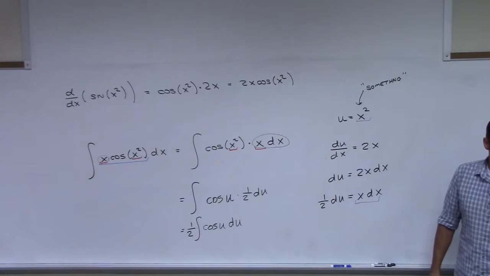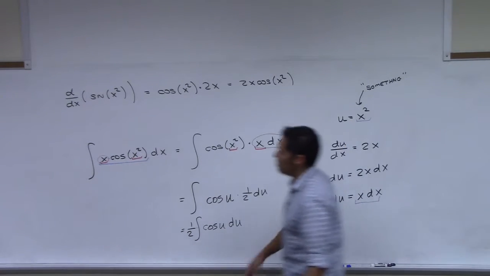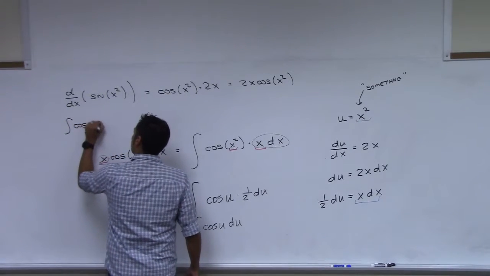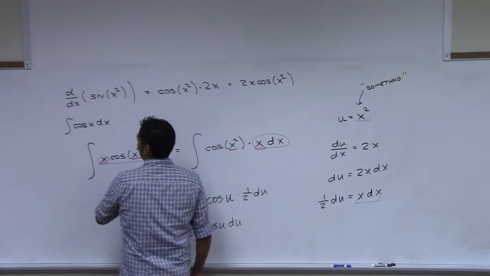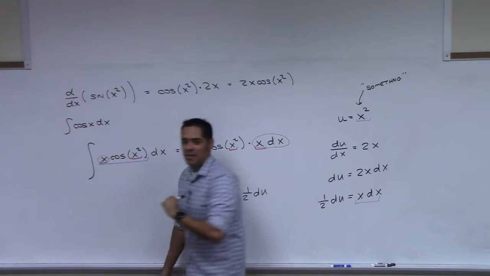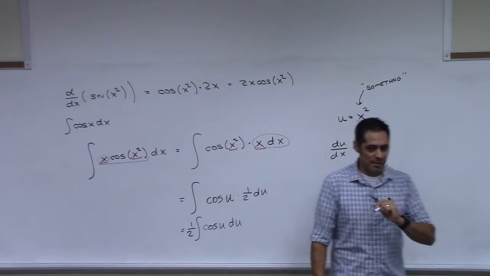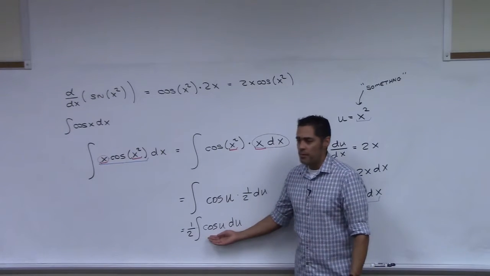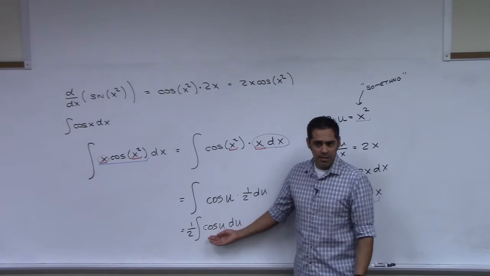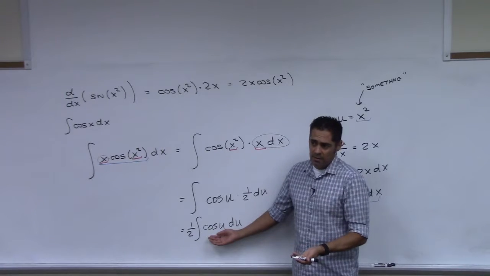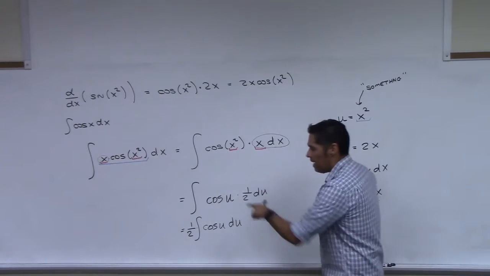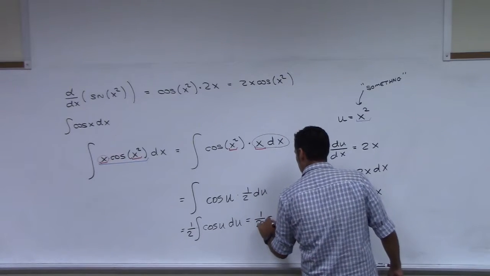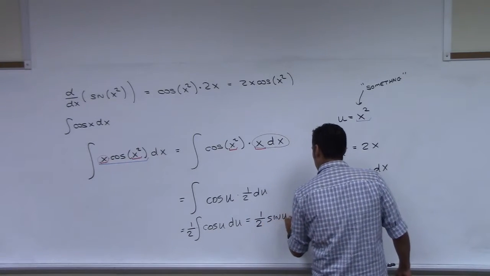Y'all still there? Okay, so look, if I would have walked in today and handed you a quiz and asked you what the antiderivative of cosine of x was, everyone here would have said sine of x. So if I'm asking you what's the antiderivative of cosine of u, you're going to say sine u, right? Plus a constant. But we have a 1/2 out front too. So we have 1/2, then we have sine of u plus some constant.